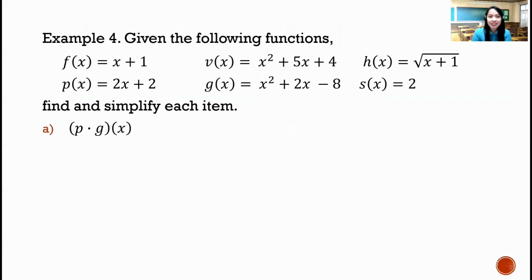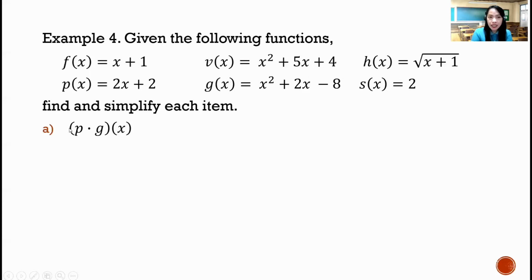Next. In example number 4, we have the given functions. Again, multiplication and division on functions. We have here f of x, p of x, v of x, g of x, h of x, and s of x. There are 6 functions given. We're going to find and simplify each item. In letter A, the given is p times g of x.